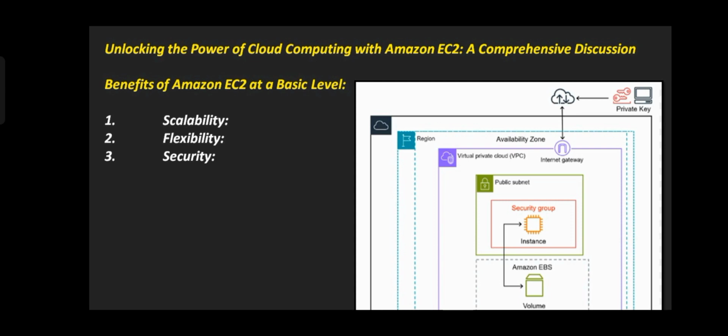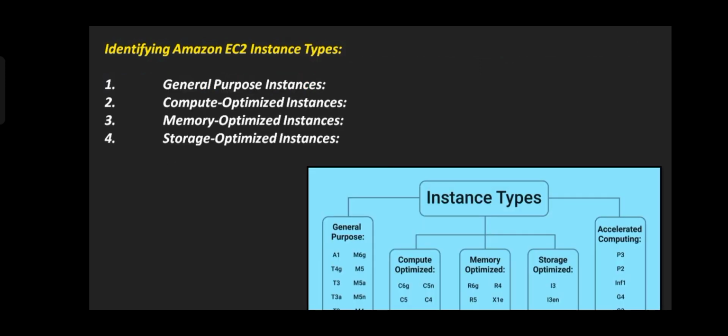What about security? Amazon EC2 instances run in a virtual private cloud, or VPC, offering a secure and isolated environment. Users can also employ security groups and network access control lists to further enhance the security level. Okay, the next topic will be identifying Amazon EC2 instance types.